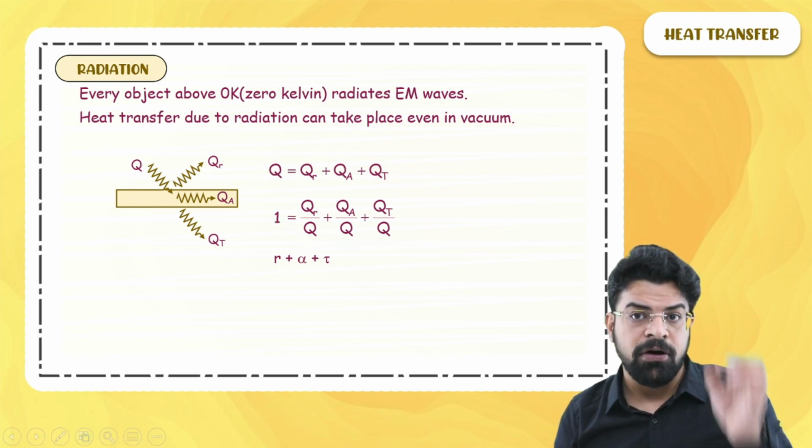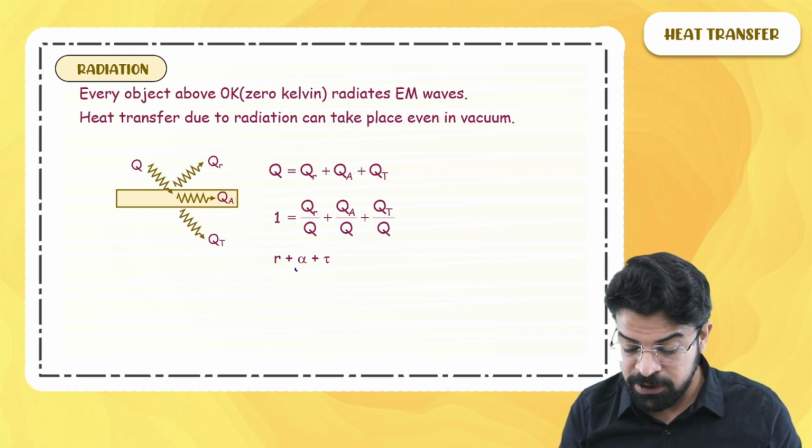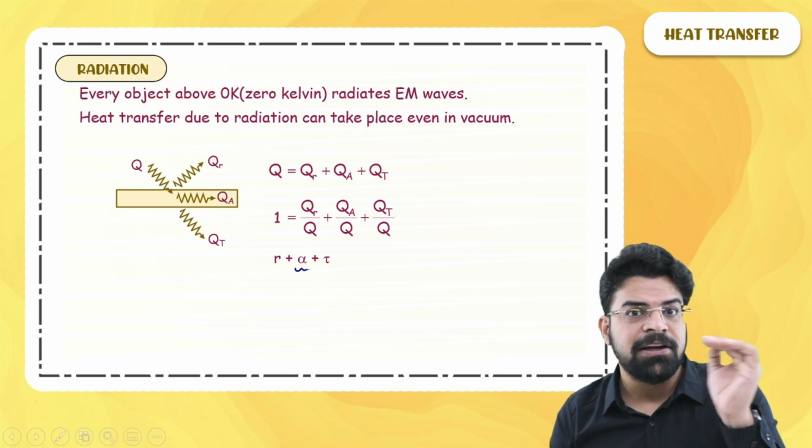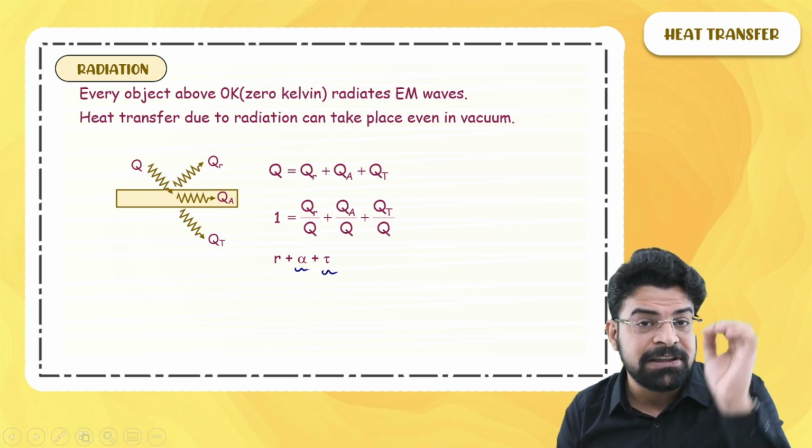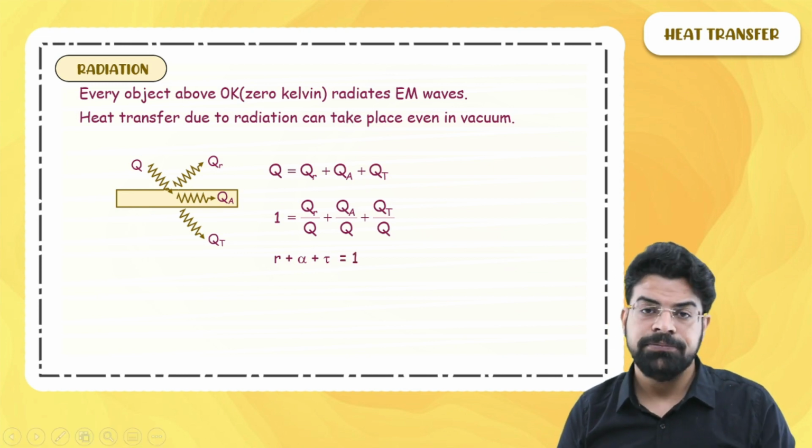Reflectivity, the fraction of the incident energy that is reflected, plus absorptivity, the fraction of the incident energy that is absorbed, plus transmittivity, the fraction of the incident energy which is transmitted, has to be equal to 1.